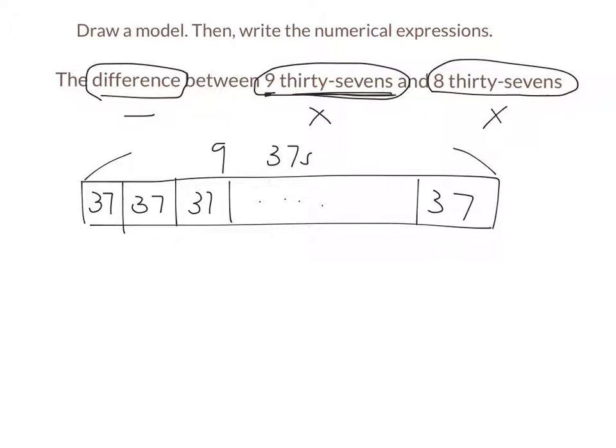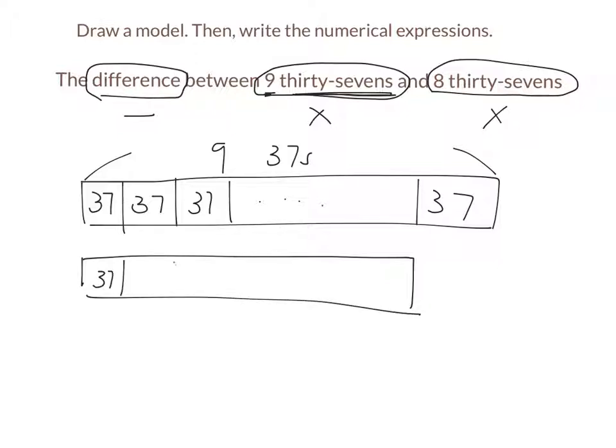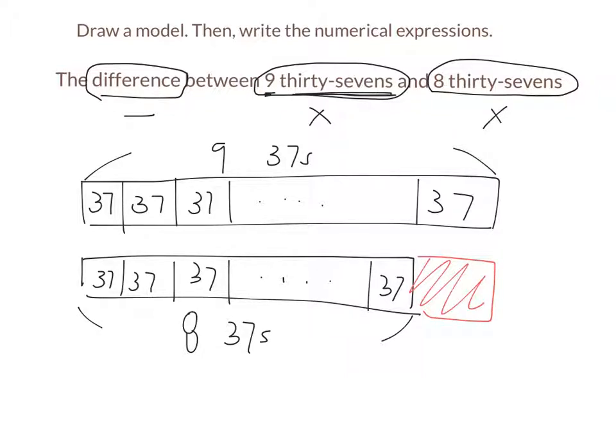Okay, in a separate bar down here, I can draw, again, that I have 37 and 37 and 37, dot, dot, dot. My last one's still a 37, but this time how many 37s do I have? 8. 8 37s, okay? So where is the difference? The difference is right here, right? Do you guys see this part right here? This is the difference. So I can draw a question mark here to show that that's what I'm trying to find. In the top bar, I have 9 37s. In the bottom bar, I only have 8 37s. So that red area is the difference between the two. Do you see that? Yeah.